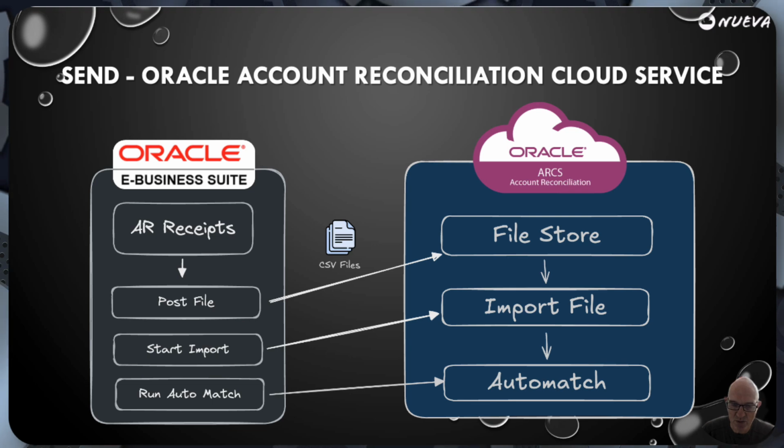Then we call another web service to start the import. So we call the start import web service in ARCs and provide the file that we want it to import. And finally, we run the auto match process in ARCs, which is like a background job. And we give it the name of the import, and it then performs the matching process.